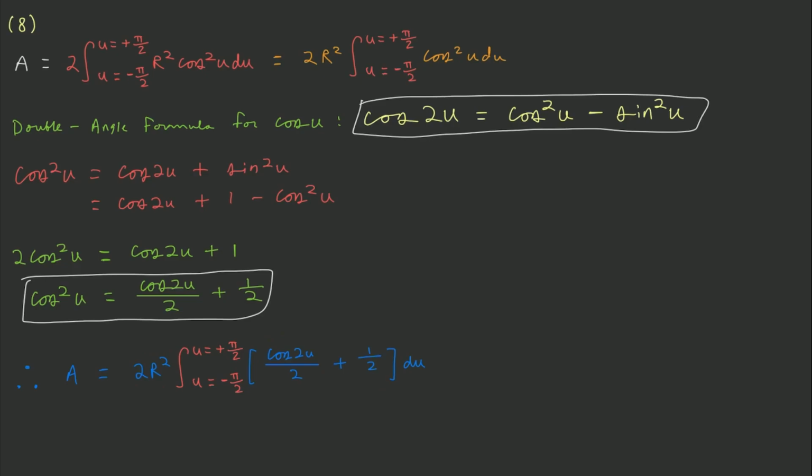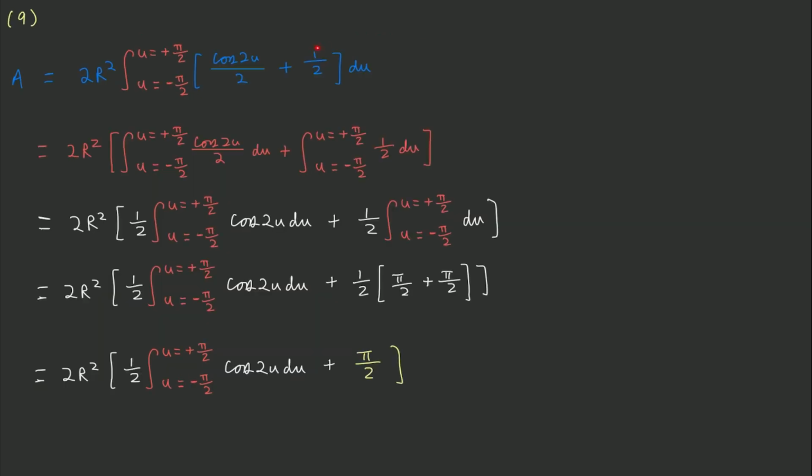We still have our 2r squared on the outside. We're still integrating with respect to u, and we still have our limits of integration from negative pi over 2 to positive pi over 2 in u. So let's first split this integrand up into 2 parts. For this first integral, we pull out this 1/2, and then we have this integral, which is just pi over 2 minus negative pi over 2, which is pi over 2 plus pi over 2, or in other words, pi. But we still have that 1/2 out there, so this integral just becomes pi over 2.